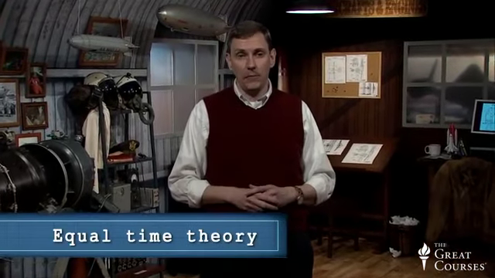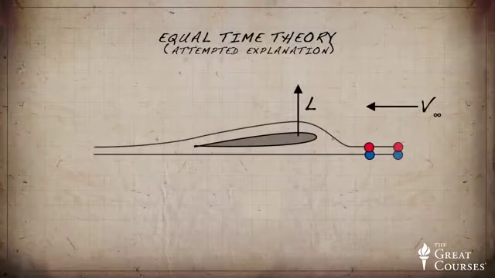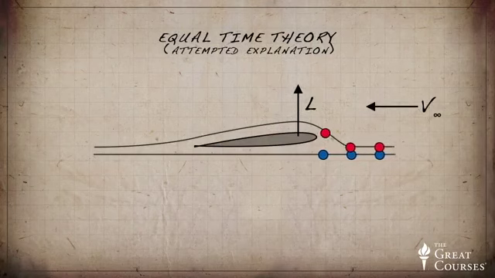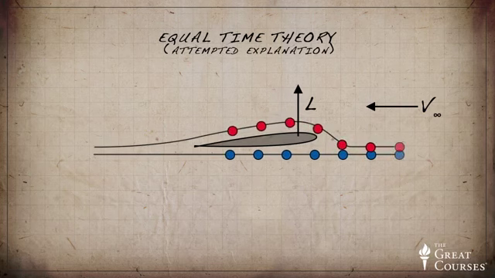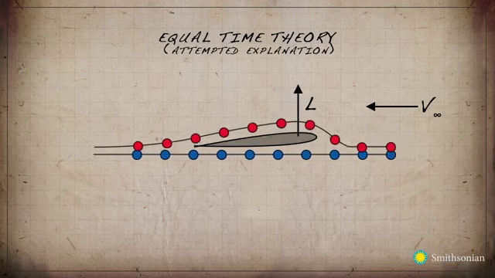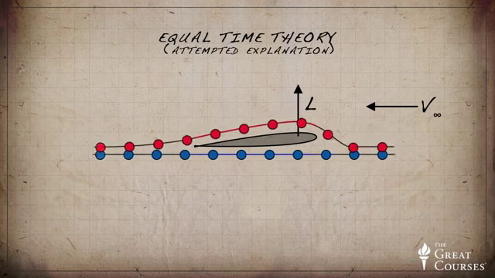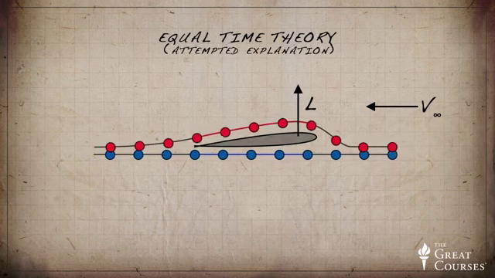In an attempt to explain why the velocity is higher on the top of the airfoil, many people resort to the equal time theory, also known as equal transit time. This attempted explanation observes that the air molecules approaching the airfoil get split when reaching the leading edge. Part of the air molecules go above, and the other part goes below the airfoil surface. Moreover, when we look at a typical airfoil shape, we see that there is a slightly longer distance that the air molecules must travel over the upper surface compared to the lower surface.